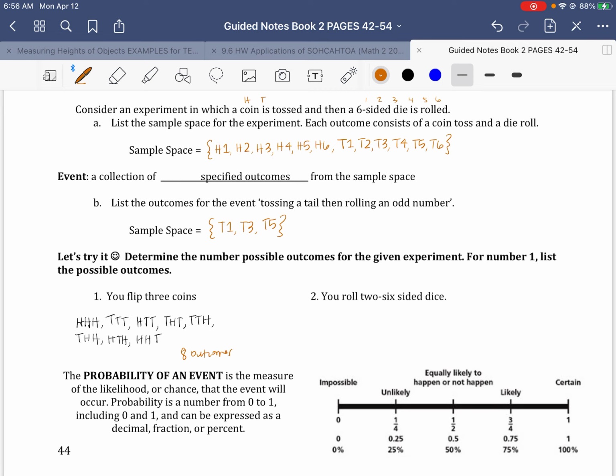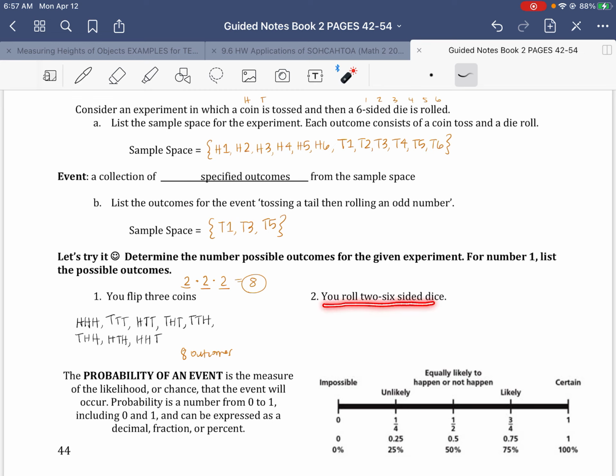If we look at the possibilities, here's coin 1, here's coin 2, here's coin 3's possibilities. Coin 1 has 2 sides. Coin 2 has 2 sides, and coin 3 has 2 sides. If we multiply that together, 2 times 2 times 2 is 8 outcomes. So the fundamental counting principle is what it's called. If we take each event and think about its outcomes separately, then we can multiply them and find the total possible outcomes.